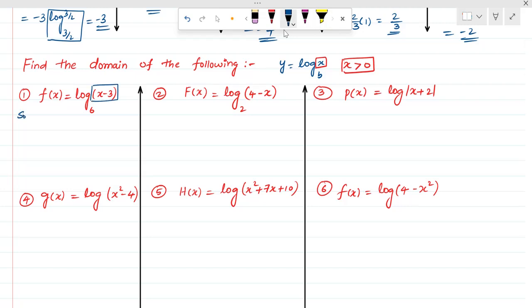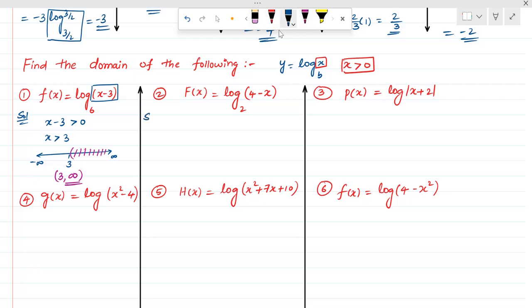If you see x minus 3 more than 0, x is more than 3. So what is the domain? What is the graph here? Minus infinity to plus infinity. This is plus 3 and it is moving open to the right. So therefore the domain is 3 comma infinity. So this is the domain.